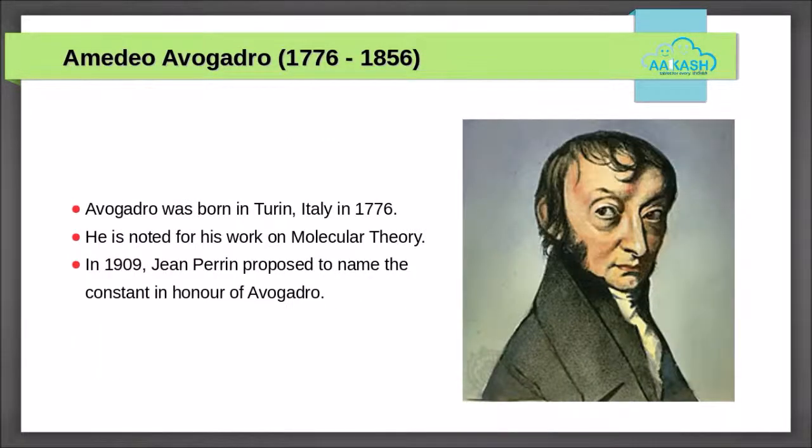History. Avogadro number is named after Amedeo Avogadro, who is known for his contributions to molecular theory. In 1909, Jean Perrin proposed to name the constant in honor of Avogadro.